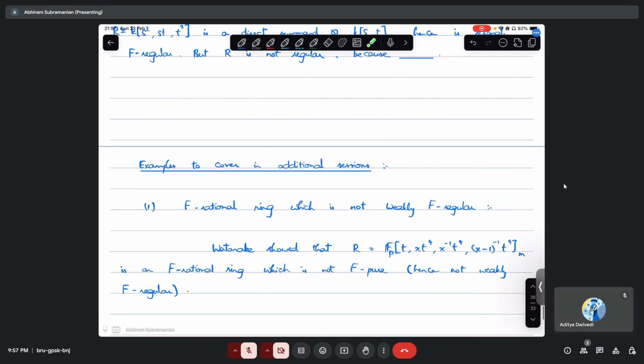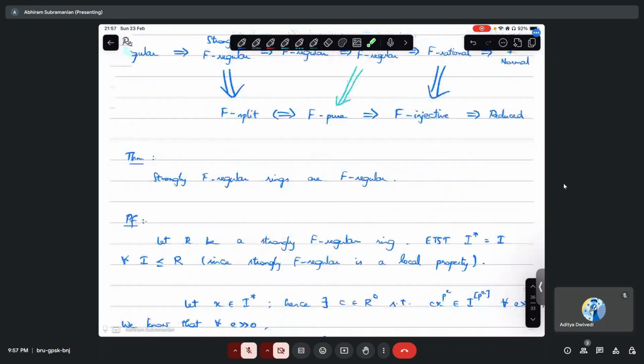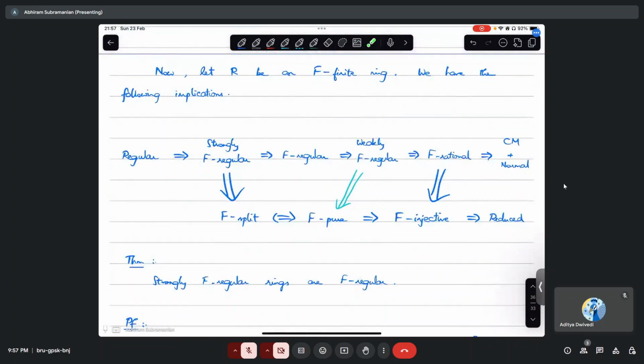I said I will prove this next time, which technically, yes, I'll prove next time, but you can see why this containment now holds. Weakly F-regular rings are F-pure. The converse of this, F-injectivity not being F-pure, there is an example, it's slightly involved, which again I don't have time for now, we'll do it next time. Same with this part.